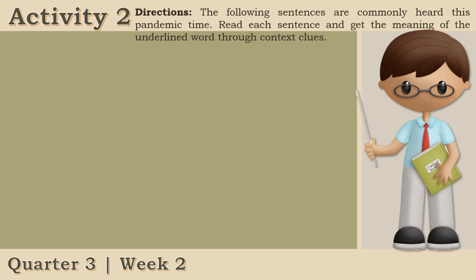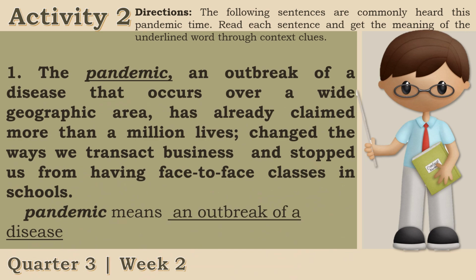And for our activity 2, the following sentences are commonly heard this pandemic time. Read each sentence and get the meaning of the underlined word through context clues. And the number 1 is done for you. So for example, the pandemic, an outbreak of a disease that occurs over a wide geographic area, has already claimed more than 1 million lives, changed the ways we transact business, and stopped us from having face-to-face classes in schools. So the underlined word there is pandemic, and pandemic means an outbreak of a disease.